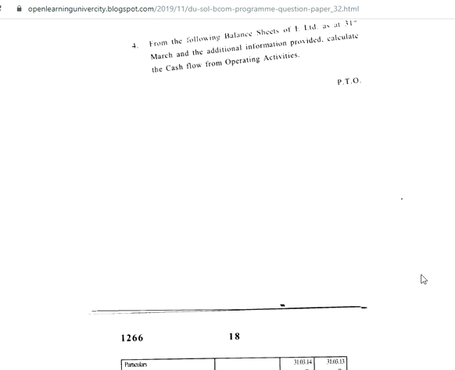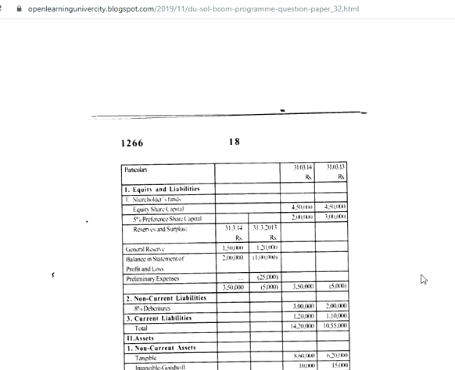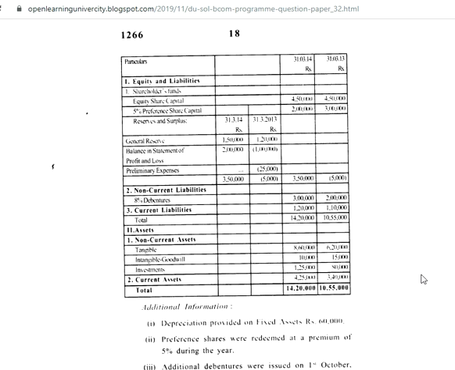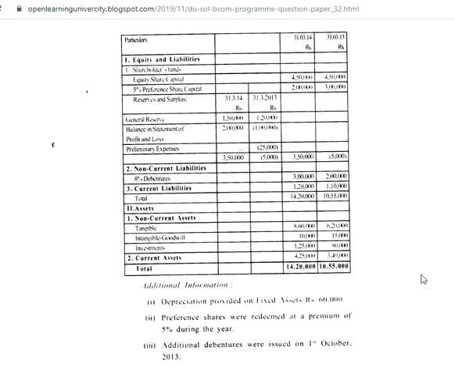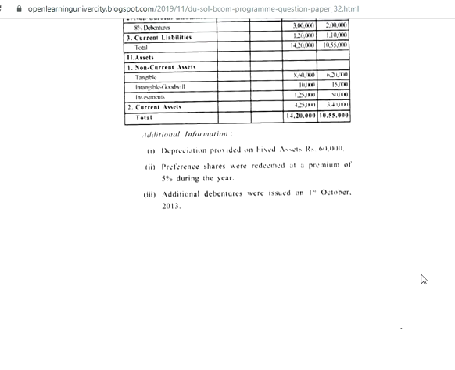Question number 4 is this: from the following balance sheet of E Limited as at 31st March and the additional information provided, calculate the cash flow from operating activities. Okay, these are the details. Cash flow statement, and some details or additional information are also available below the cash flow statement. There is depreciation provided on the fixed assets at ₹60,000.